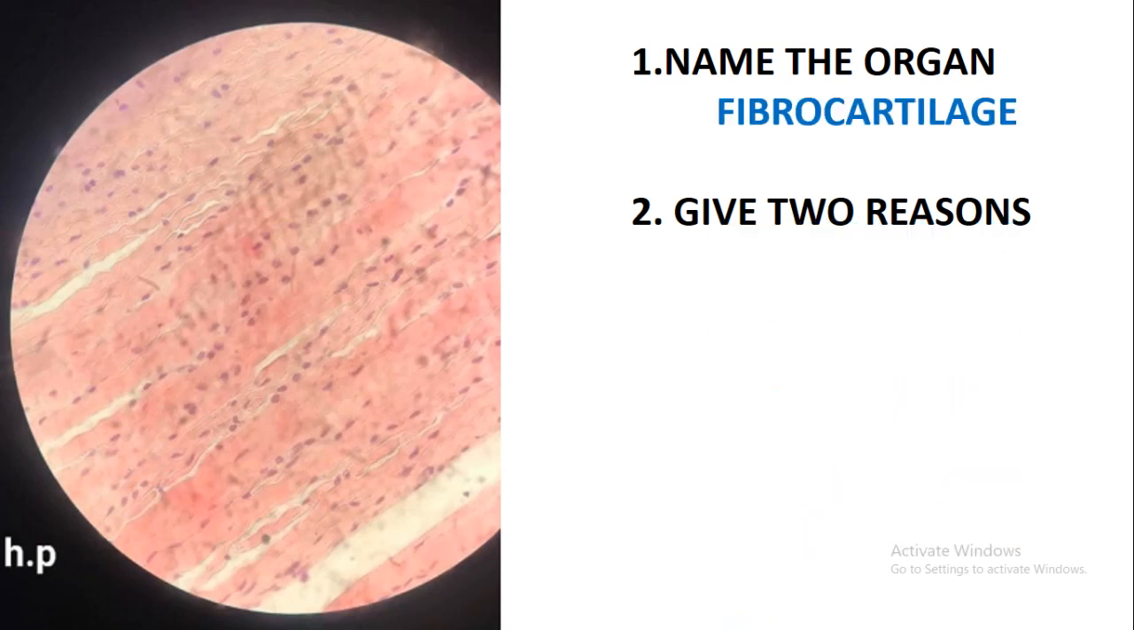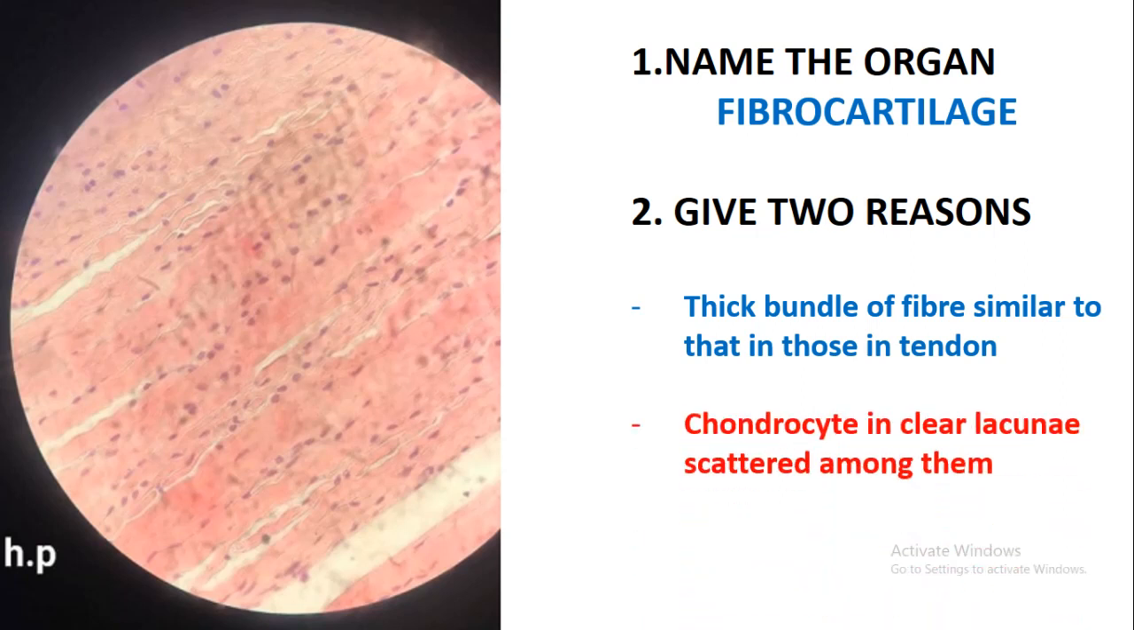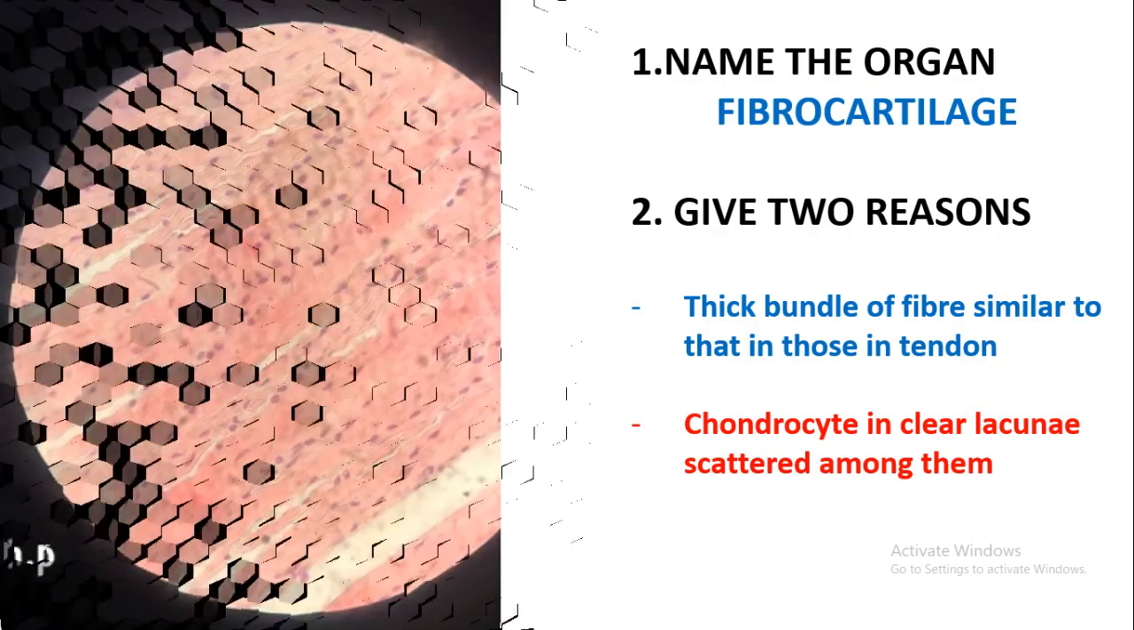Give 2 reasons. One reason is thick bundles of fibers similar to those in tendons. If you watch my part 12, I have talked about the same thing. The next one you can give is chondrocytes in clear lacunae scattered among them. So let's quickly move on and look at the next slide.